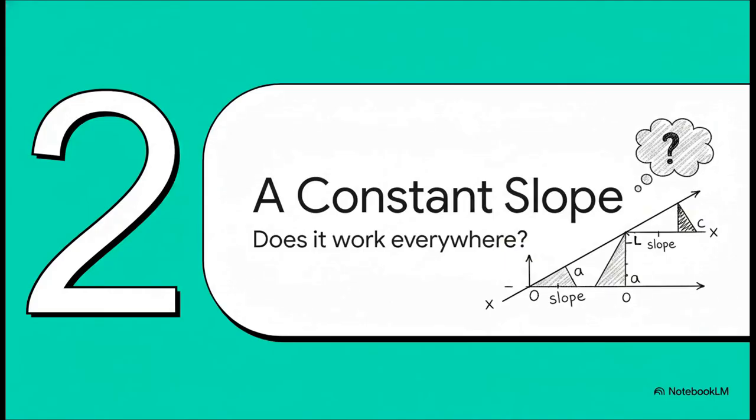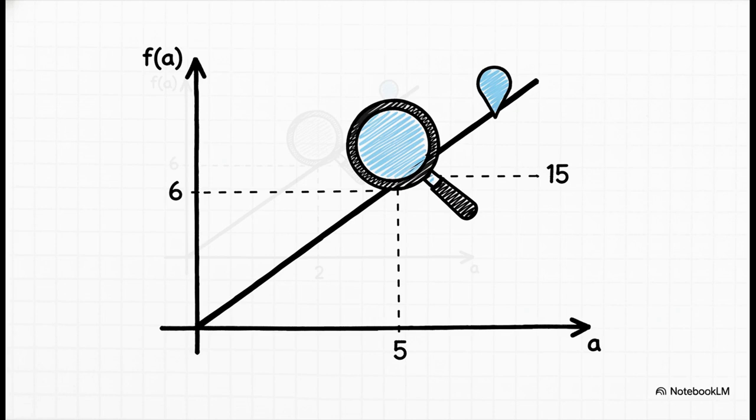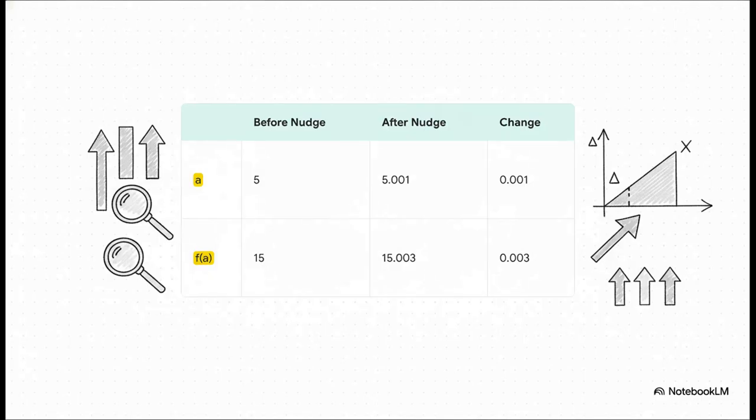Okay, so we found this slope was 3 when a was 2. But was that just a coincidence? I mean, is the slope different if we check somewhere else on this line? Let's test it out. We'll pick a totally different spot. Let's head on up the line to where a is equal to 5. In that case, our function's output, f(a), is 3 times 5, which is 15. Now, let's do the same exact nudge experiment. We give it that same tiny nudge from 5 up to 5.001.